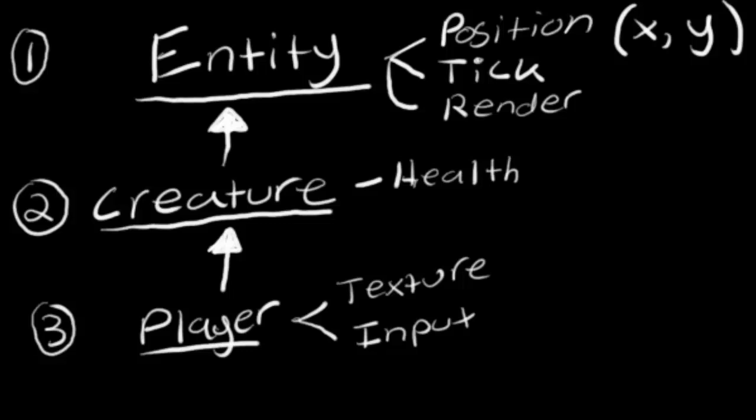Now if we look here, since our player class extends the creature class, our player is going to have not only a texture and an input, it's also going to have health. And since the creature class extends the entity class, our player will also have a position on the screen, an x and y coordinate, a tick method that it can use, and a render method that it can use. So you'll see that this process of extending a bunch of these classes is going to help us out a lot. And again, you're going to get this in no time, I promise you.